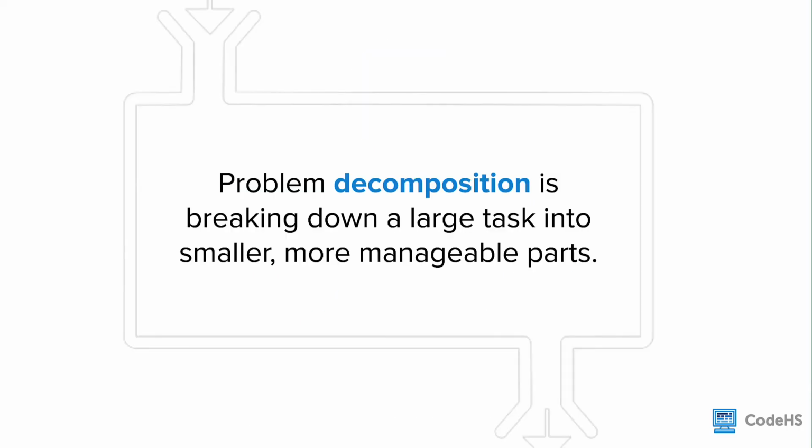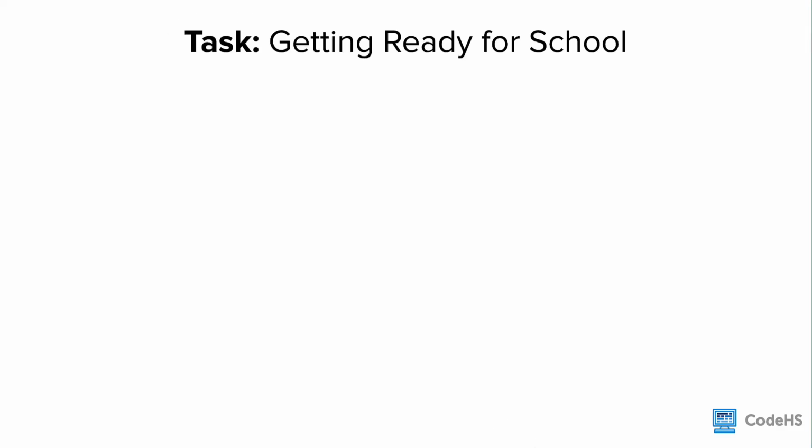Problem decomposition is breaking down a large task into smaller, more manageable parts. Let's look at an example that we are all familiar with in some form, getting ready for school. We can think of getting ready for school as the ultimate task. It's what we need to accomplish. This might be difficult to complete if we just try to do it all at once, without thinking about the smaller tasks involved. So let's start breaking this down into smaller pieces.